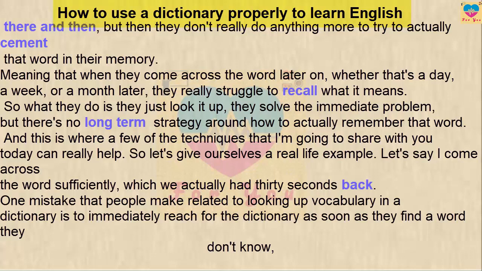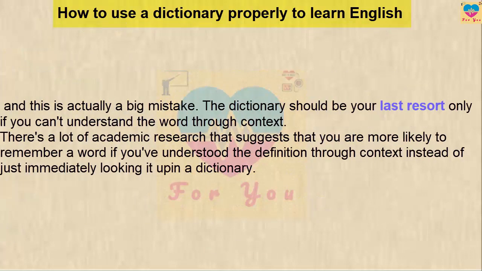So let's give ourselves a real-life example. Let's say I come across the word sufficiently, which we actually had 30 seconds back. One mistake that people make related to looking up vocabulary in a dictionary is to immediately reach for the dictionary as soon as they find a word they don't know. And this is actually a big mistake. The dictionary should be your last resort, only if you can't understand the word through context.